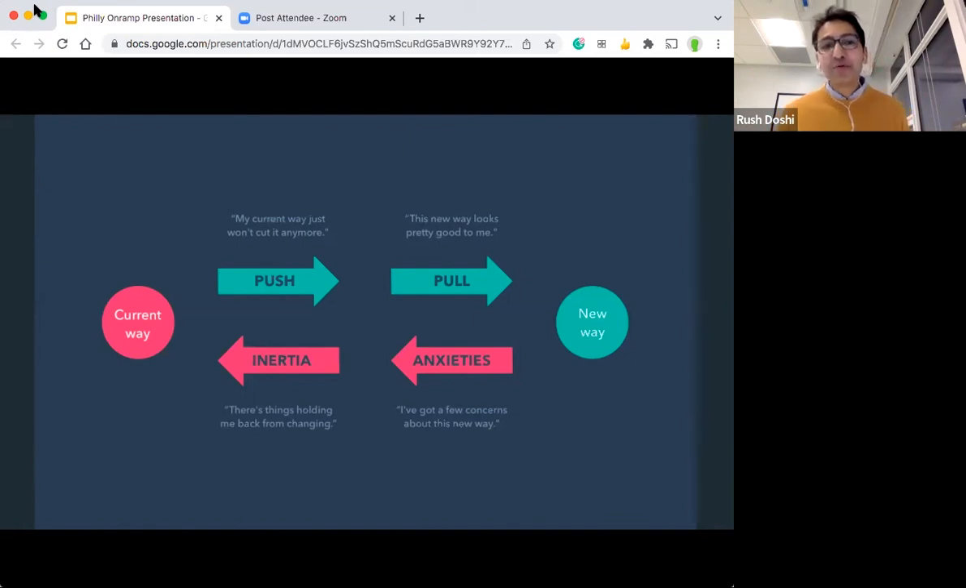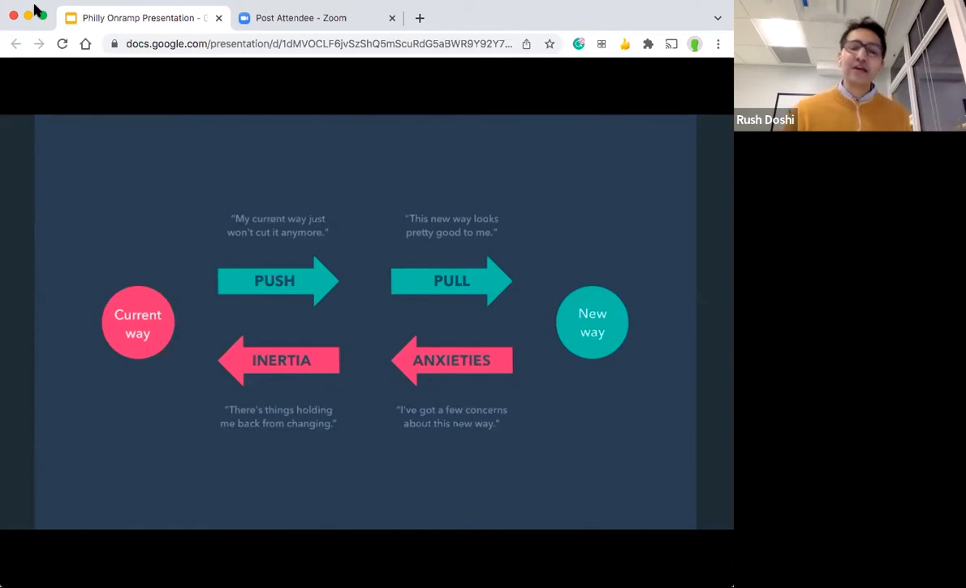The push and the pull: the push is, the thing that I'm using right now is really bad. It sucks. I just can't take it anymore. And the pull is, wow, this thing looks really good. And then on the flip side, the things that are keeping them sticking with what they have are inertia, which is, I'm kind of used to it, I don't really want to change, the switching costs are pretty high. Or anxieties, which is, I don't really know this startup. I don't know you. I don't trust you, right? That can be a big part of getting someone to adopt your product or service.